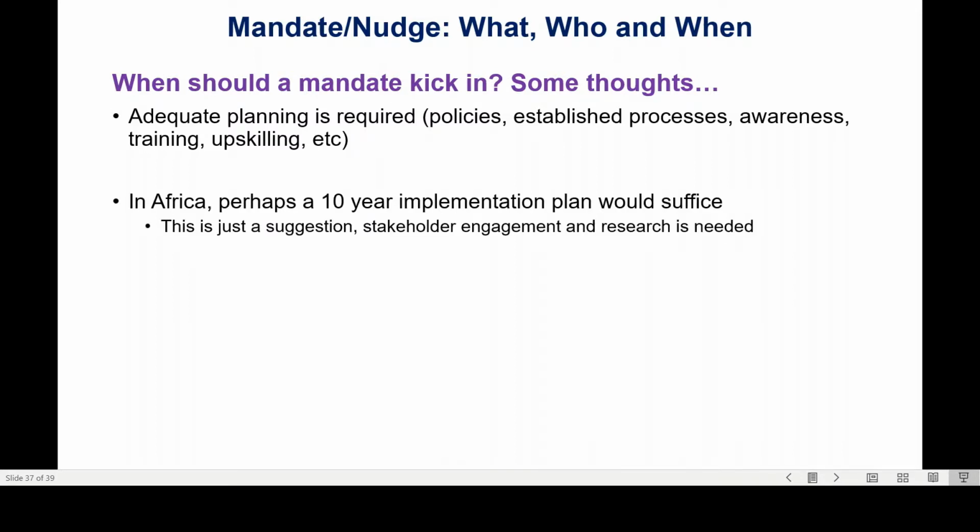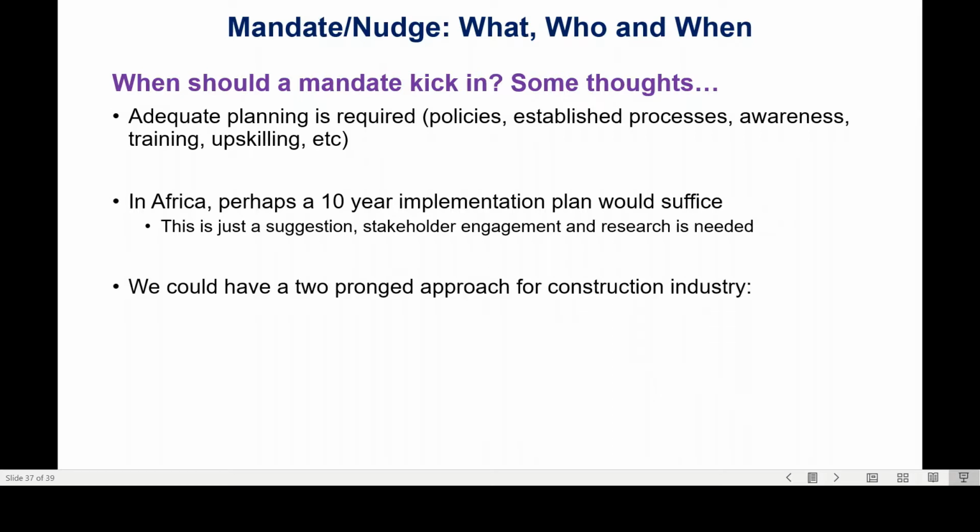So if you think about Africa, because this is Harambe, so we're contextualizing this to Africa, I think perhaps a 10-year implementation plan will be enough. This is just a suggestion, or you need to do the stakeholder engagement and the research to find out if maybe 7 years is actually better, or it could be done in 5 years. But I think a 10-year implementation plan will be helpful. And let me explain why I think it's necessary. Because I think a two-pronged approach will be helpful for the construction industry in Africa.